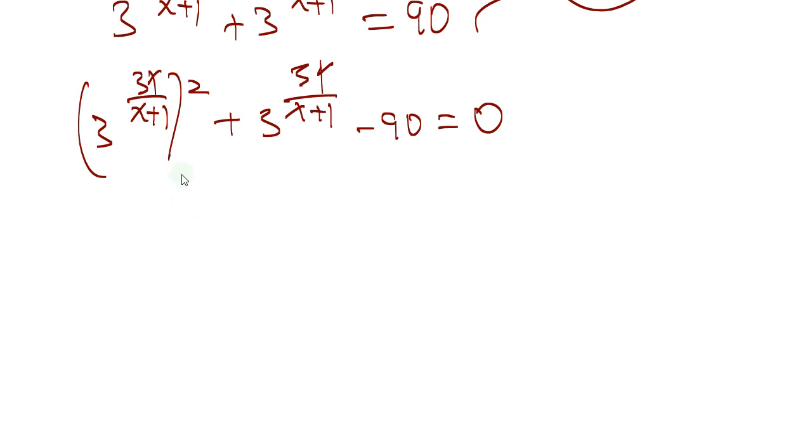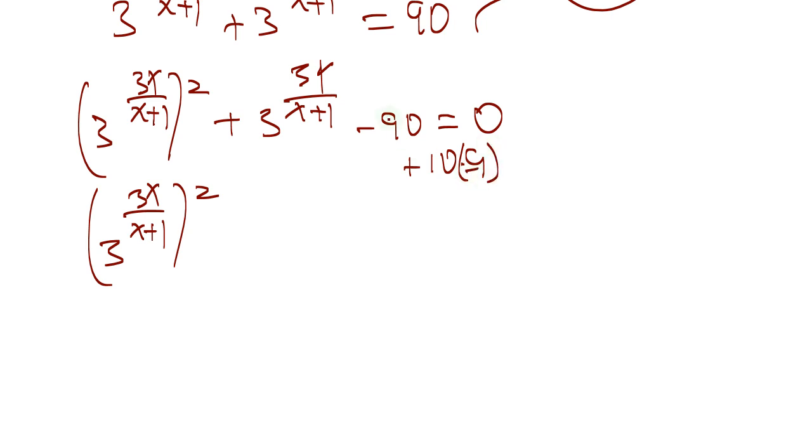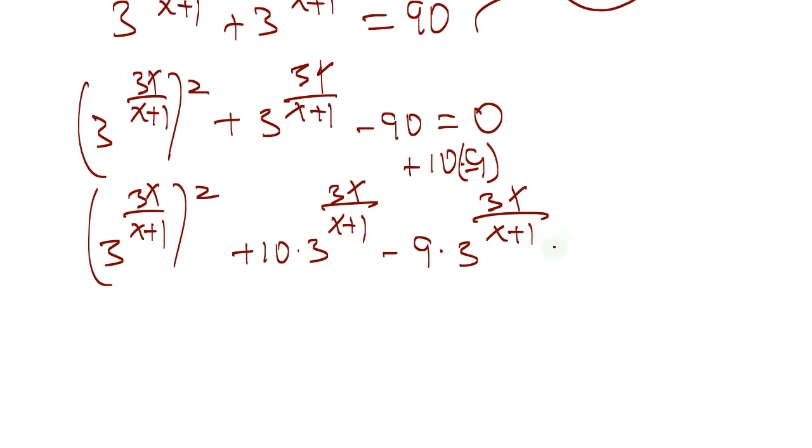So from here what I have is that this is 3 to the 3x over x plus 1 squared, right? How can I write this, guys? 90 here is 9 times 10, right? Minus 10 times 9 is negative 90. Plus 10 times minus 9 is negative 90 because this is positive. So I'm going to say that this is plus 10 times 3 to the 3x over x plus 1. All of this because I just don't want to make a substitution, right? So x plus 1 here, and then minus 9 times 10, this is equal to 0.